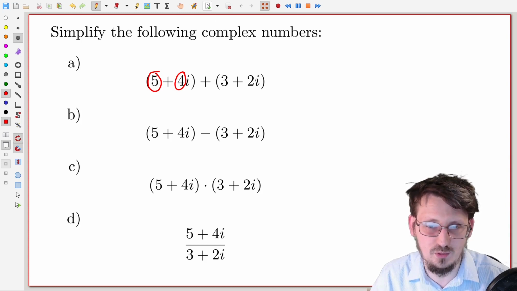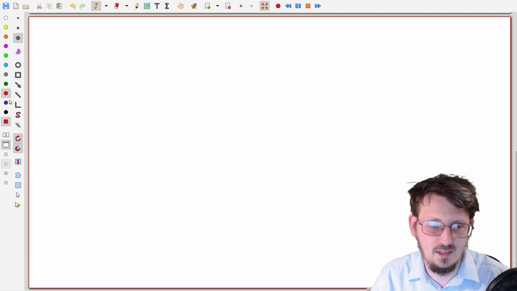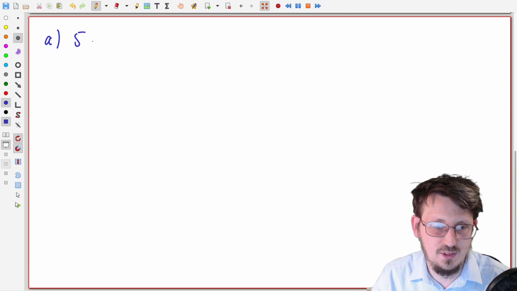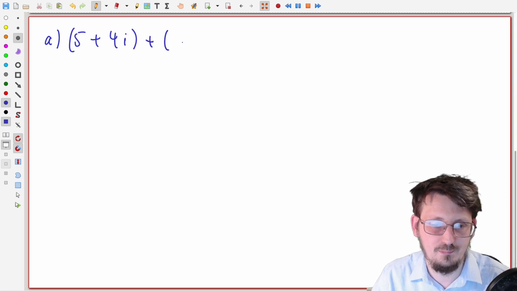So I would like to create a new page for that. We can directly dive into the topic. So I will just copy and paste what was written down in the exercise. So we have 5 plus 4i plus 3 plus 2i, and of course, because we have just a sum, we can completely ignore these brackets. So this would be the same as if we write 5 plus 4i plus 3 plus 2i, and now we have to sum up each part individually.